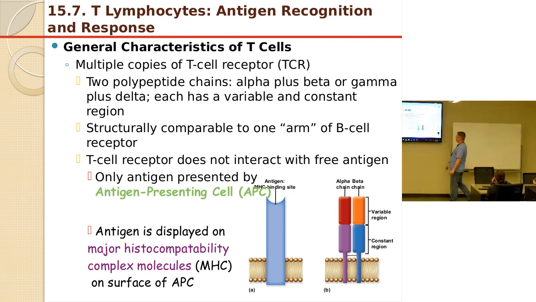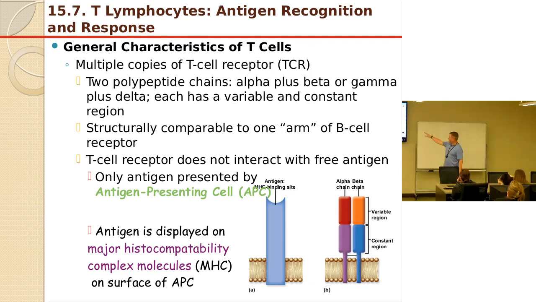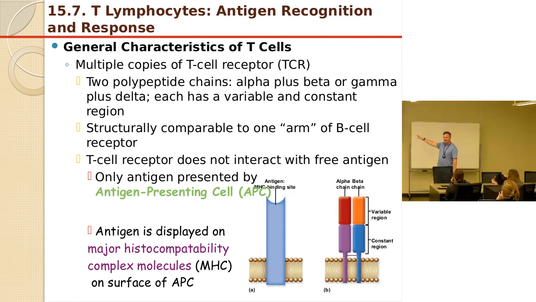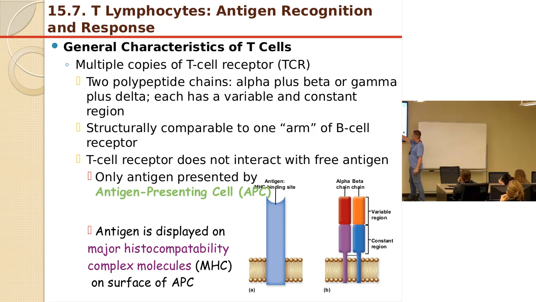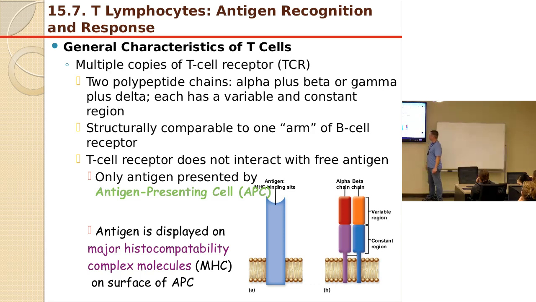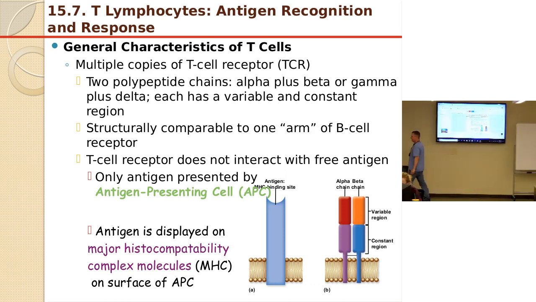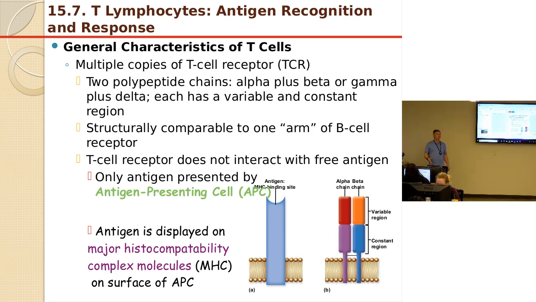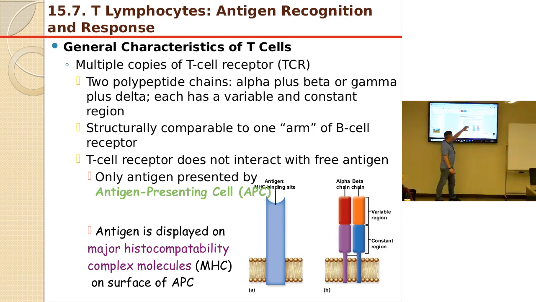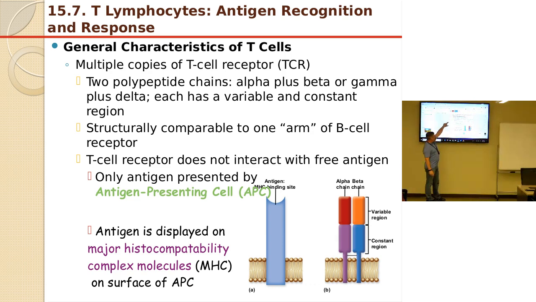So here we're just talking about the T cells only, general characteristics of both CD8 and CD4s. We have the two polypeptide chains that essentially act as its antigen receptor. Don't worry about beta, gamma, and delta. That's all above the necessary means of what you need to know for this particular test. The book gets into the weeds a little bit on that, but recognize that they're structurally comparable to the B cell receptor, because what is it doing? It's recognizing the same antigen.